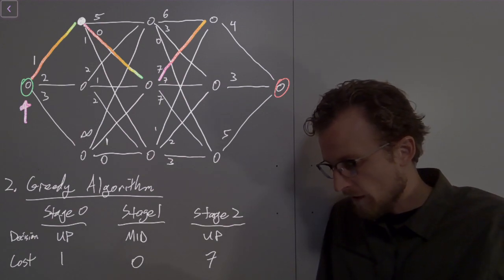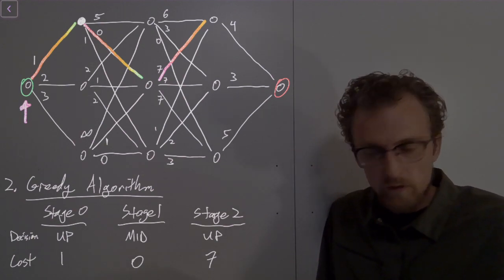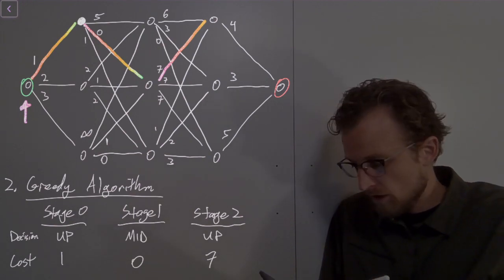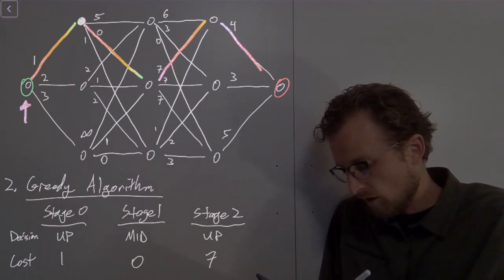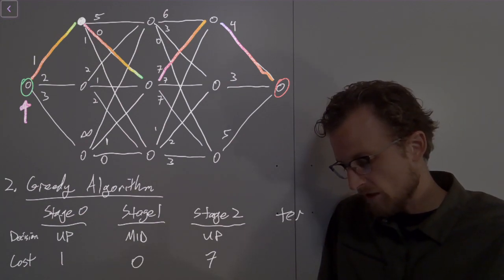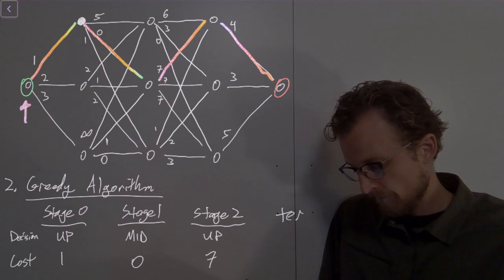And so then once we're up here, well, now we're stuck with whatever cost we have left. Nothing we can do about it, right? We've committed to this edge or this node, so that gives us an additional cost of 4. So I'm going to call this the terminal cost. There's no decision to make, but we still incur a cost.